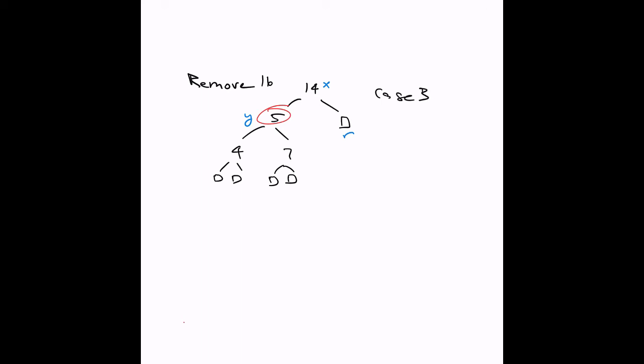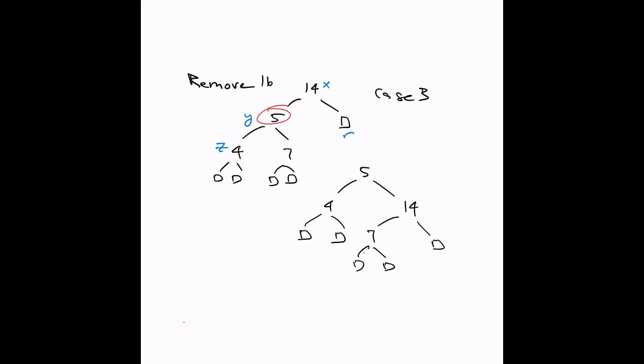So case 3. And so with case 3, now we have to find Z, and Z is going to be Y's left child because Y is the left child of X. So here is Z. And now we're going to restructure, and Y is going to be the new root of the tree. And so 5 is going to be the root. 4 will be the left child. 14 will be the right child. And 7 will now be 14's left child.